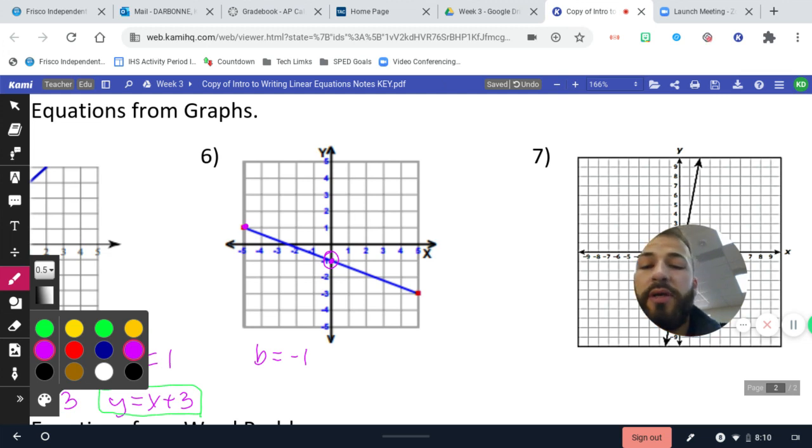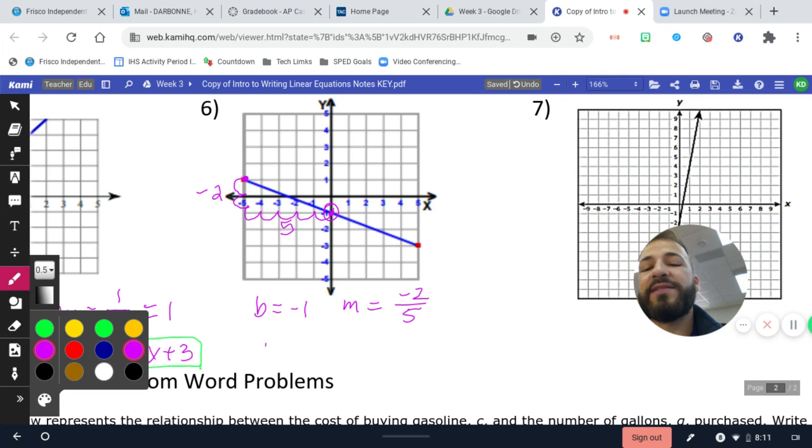That's fine too. Okay, so my rise is down by 2. Remember, we always move left to right. So down by 2. And then 1, 2, 3, 4, 5. So a run of 5. So my slope would be equal to -2 over +5. And that doesn't reduce. 5 doesn't go into 2. So we can just leave it like that. So y is equal to -2 over 5, x, and then -1.